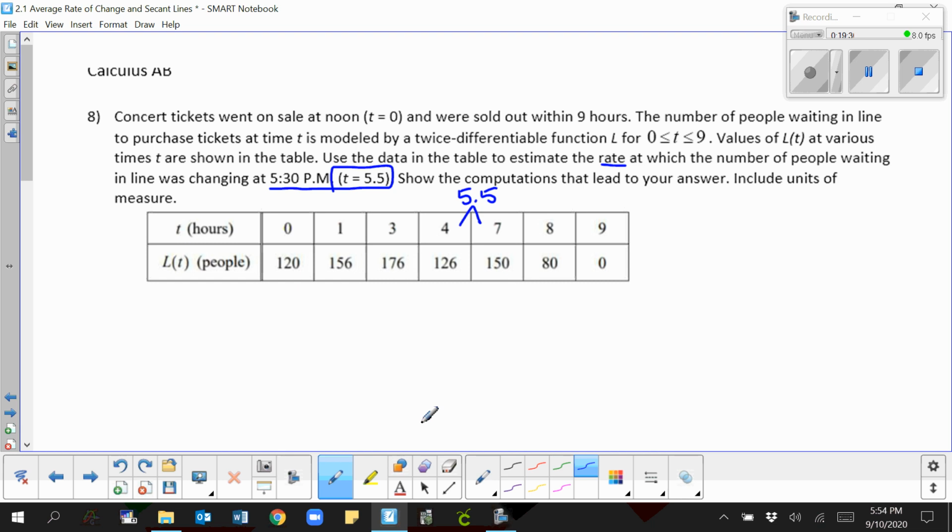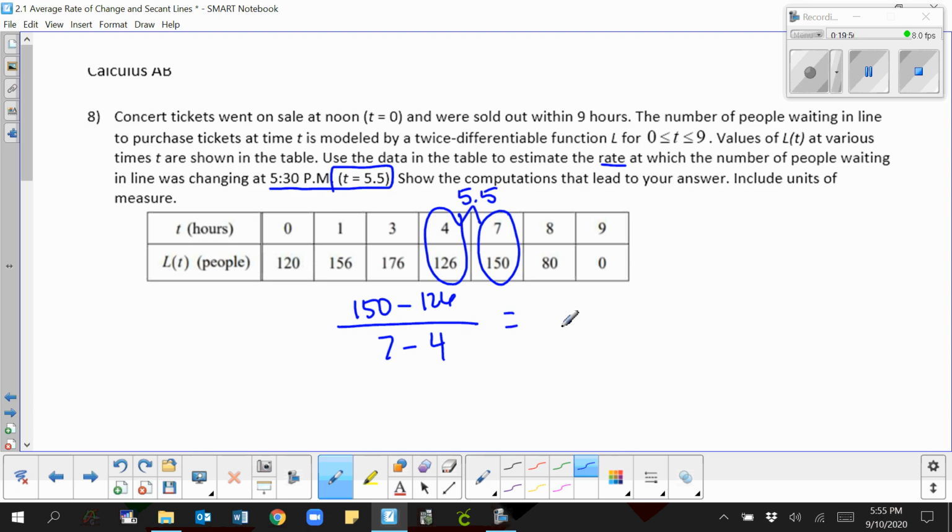And I'm going to use my slope formula that I've been looking at. So what I'm going to do is I'm going to use this point. So I'm going to have my 150 minus and my 7 minus. And then I'm going to use this point as my second point. So I'm looking at 150 minus 126 and 7 minus 4.